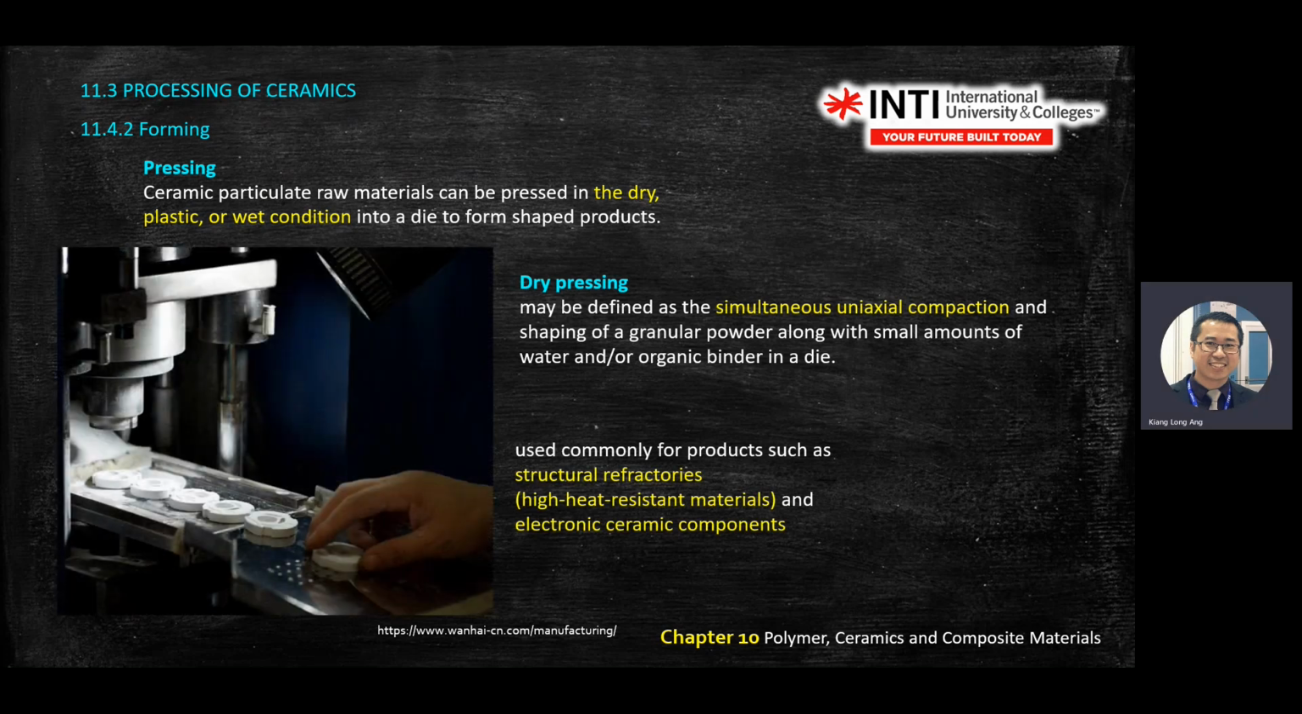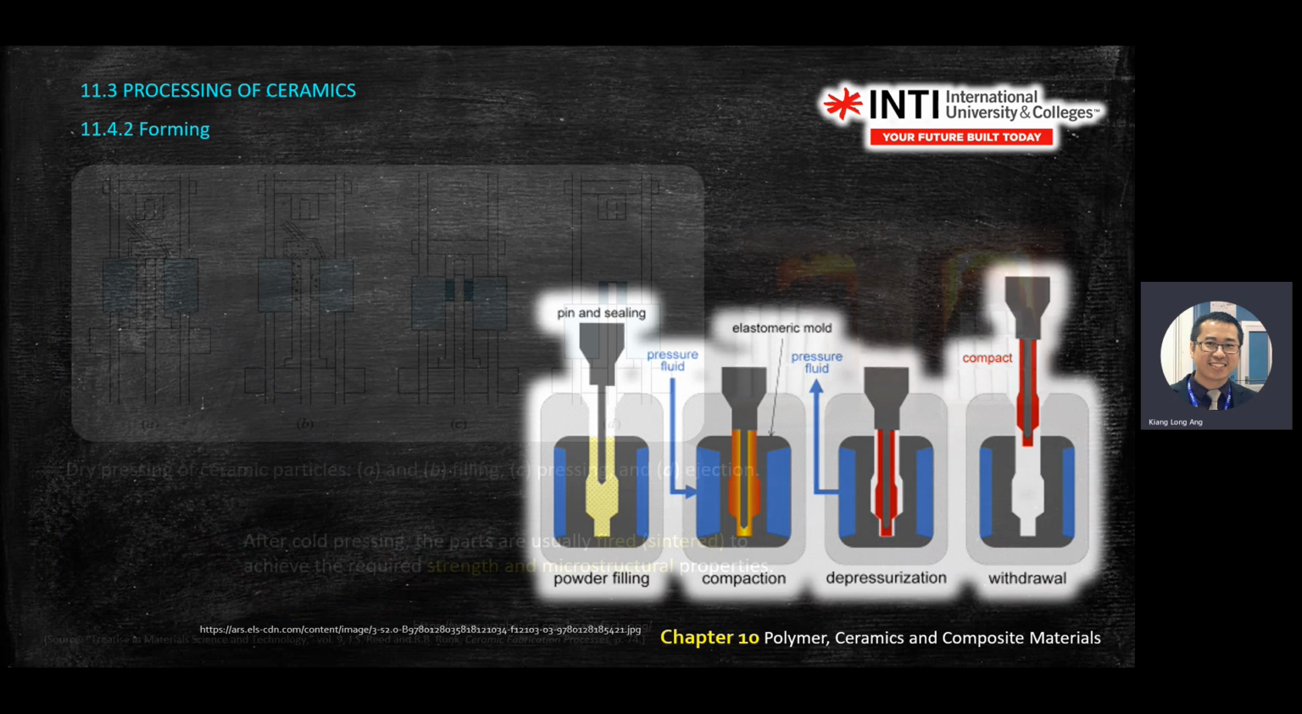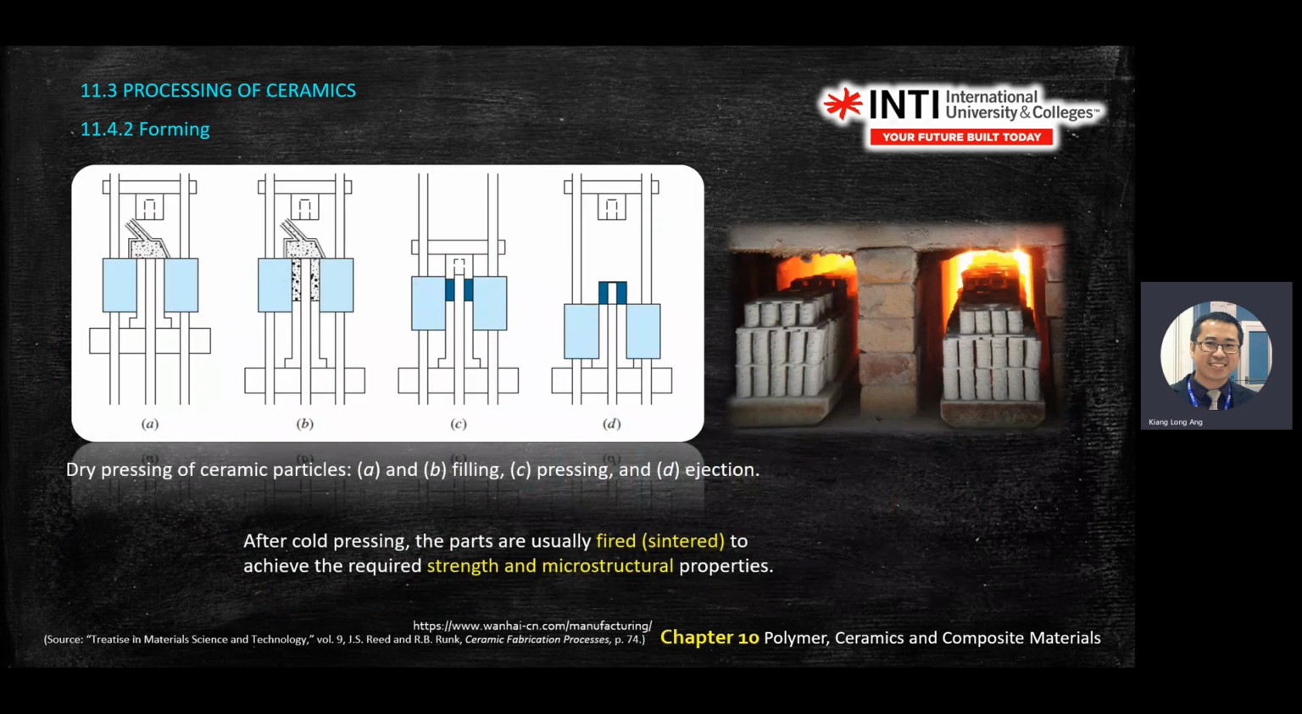So pressing is something like this. You press the thing. Forming is the one that you learned in your previous chapter for metals. So it's still the same method, but now you change the material inside to ceramic, right? So you fill, then you press, then you eject. The furnace will be something like this. Same as with metal materials, you put it inside there and let it become dry. But metals, they will melt.